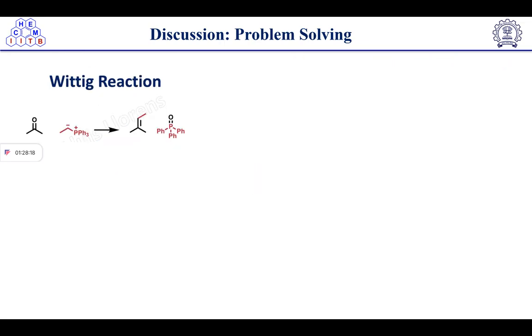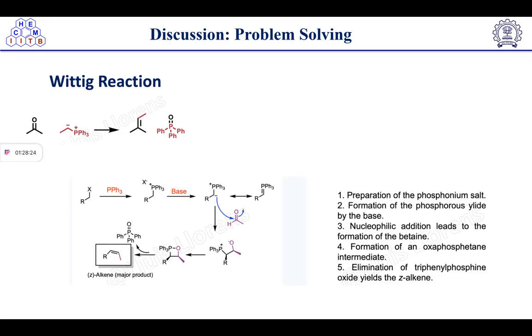Okay. Next one, Wittig reaction. So Wittig reaction is a very famous and well-known reaction. We'll see the mechanism here. Whenever we have phosphorus halide, this is the phosphorus halide, it will attack on a carbonyl center this way. So it will form the intermediate. So here we have halide.